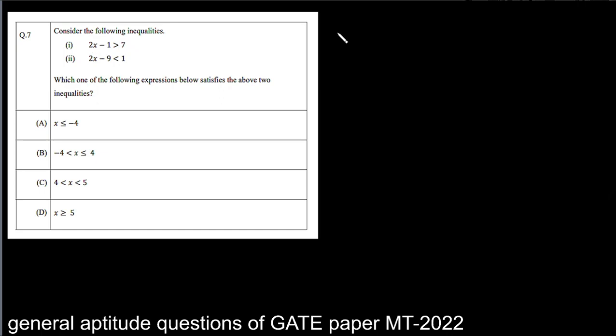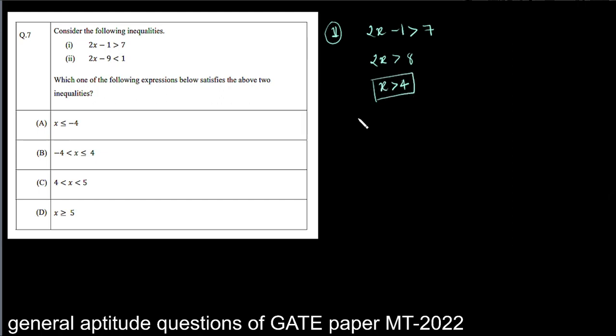Let's start with the first inequality. It says 2x minus 1 must be greater than 7. Now I can add 1 to both the left-hand side and right-hand side. So this inequality is exactly the same as 2x greater than 8, because the negative 1 cancels with plus 1, and 7 plus 1 is 8. So we can say our variable x must be greater than 4 according to the first inequality.